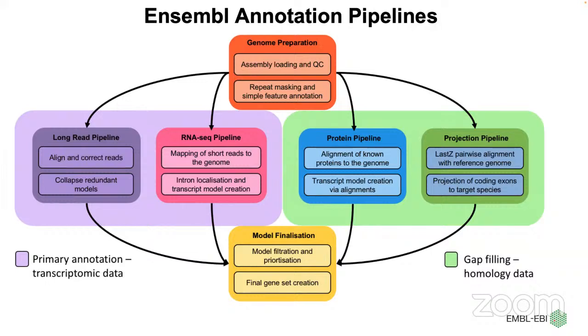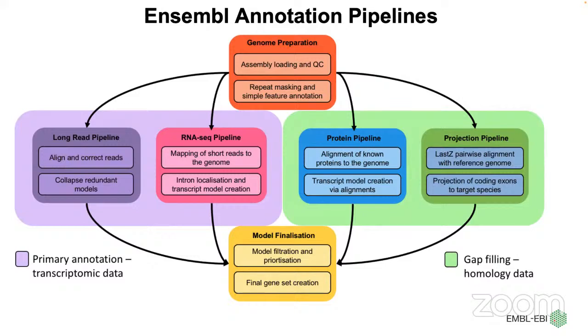So after the initial processing, the actual gene finding is done through three main approaches. The first and primary annotation effort lies in using the transcriptomic data, both long read and short read data. We align the publicly available data to the genome. But as I mentioned, this approach doesn't give us full coverage and may end up with fragmented models or missing unexpressed genes. So we fill these gaps using different approaches like protein to genome alignment and projection from a reference genome.